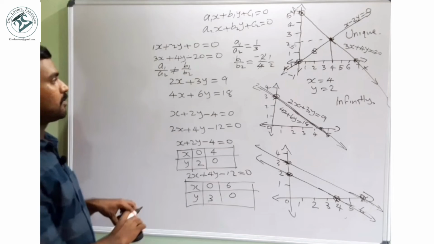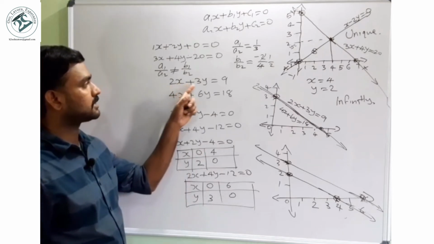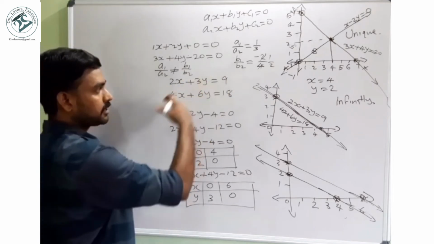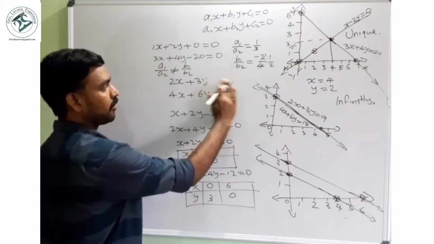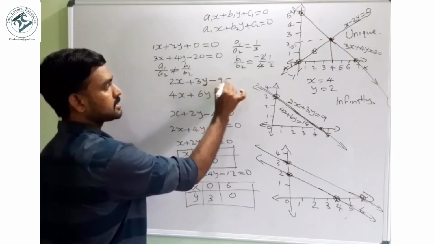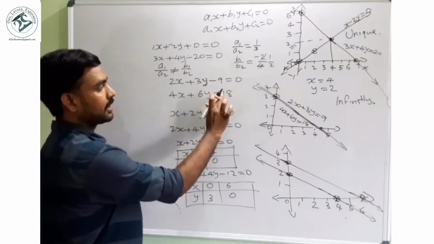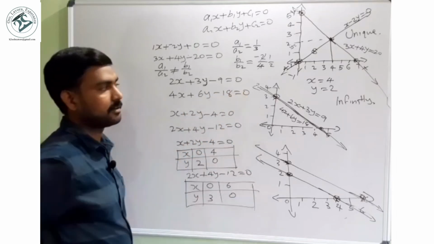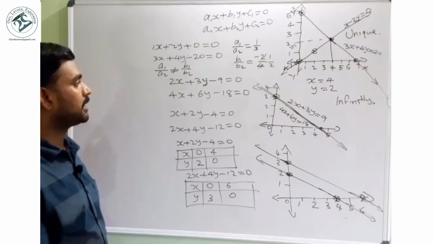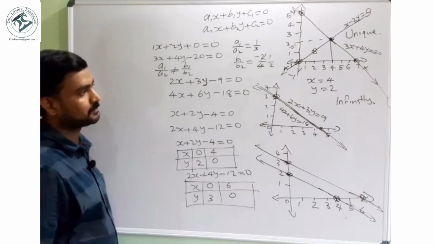Now we can go for checking the next equation. 2x plus 3y is equal to 9. This 9 we bring to the left side, we will get the standard form, minus 9 is equal to 0. Then this 18 we bring to this side, we will get minus 18 is equal to 0. Now we can identify what is a1 by a2, b1 by b2, etc.